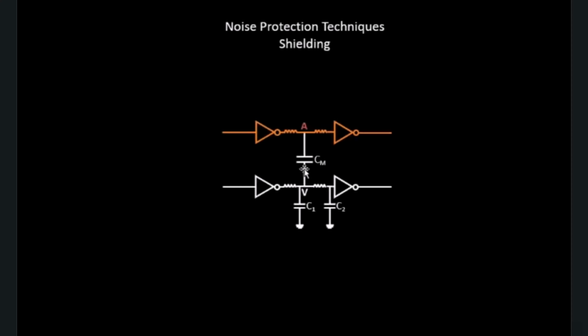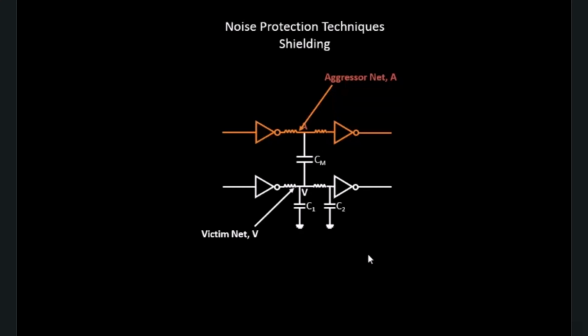So for example, we'll take our same classic circuit that we have: the aggressor over here, and the victim over here. Let's give the nomenclature. This is the aggressor net, this is the victim net, and the technique that we are going to learn is shielding. Before shielding, the noise was happening because this aggressor is placed very close to this victim, so it was very easily able to attack this particular victim.